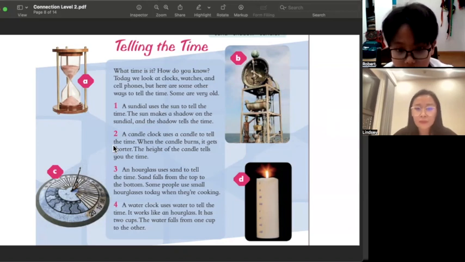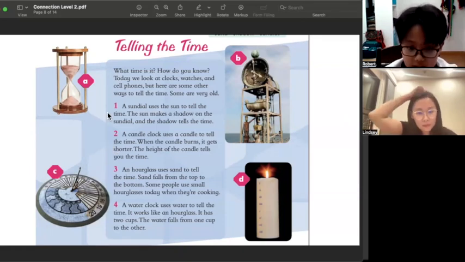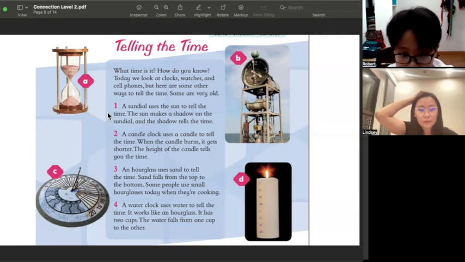Some are very old. A sundial uses the sun to tell the time. The sun makes a shadow on the sundial, and the shadow tells the time. A candle clock uses a candle to tell the time. When the candle burns, it gets shorter. The height of the candle tells you the time.